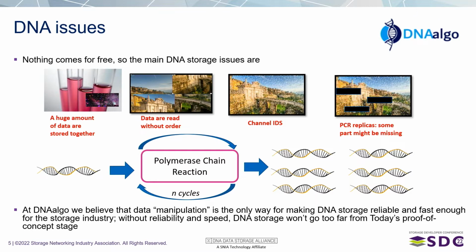And then the channel. The channel is really very different from a standard storage channel because it's an IDS channel, where IDS stands for insertion, deletion, and substitution. So the kind of errors that happen here are not just flipping of a bit like we are used to, which is a substitution, but we can also have insertion of some nucleotides or deletion of some nucleotides from our strand. Then, as already pointed out, when we sequence our data, we use PCR, the polymerase chain reaction.